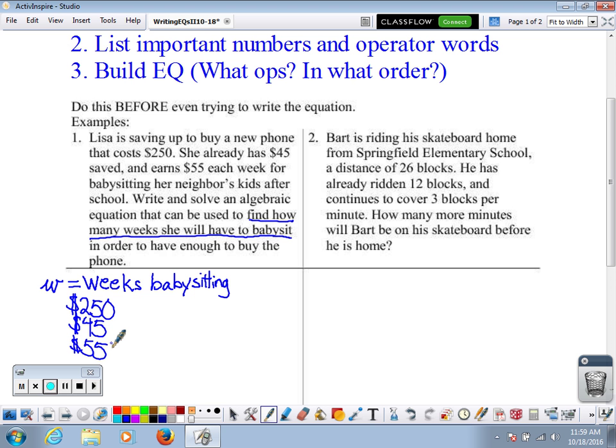Now, we need to say what each of these numbers are. Having the numbers themselves is not enough. We also need words that go along with it. So this $250, that's the total cost of the phone. Okay, that's how much money she needs to have. She needs to have all of it. The $45 is what she already has. So we can say $45 is what she already has.